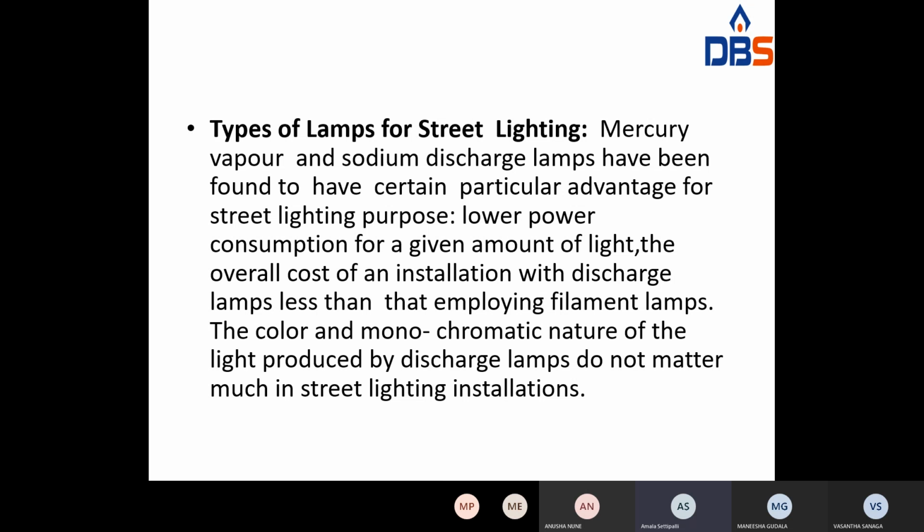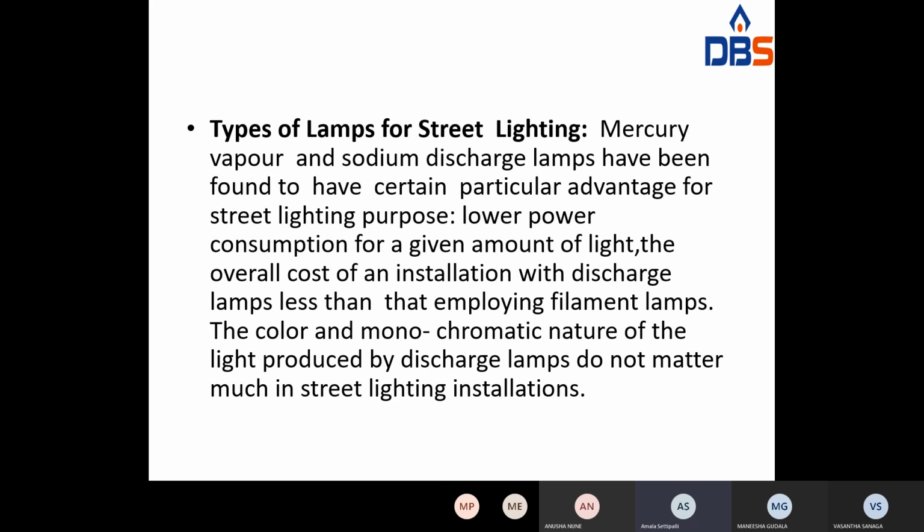They have lower power consumption for a given amount of light. The overall cost of an installation with discharge lamps is less than that employing filament lamps. Compared to filament lamps, the installation cost of discharge lamps is also less. Street lighting means you are using a large number of lamps, that's why you use discharge lamps. The color and monochromatic nature of the light produced by the lamp do not matter much in street lighting installations. So up to now we have discussed street lighting.